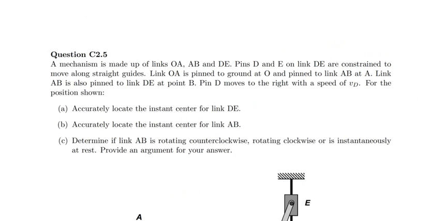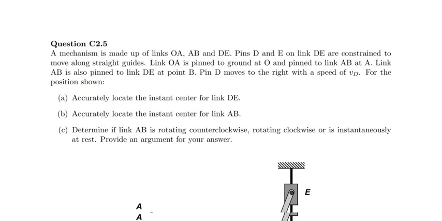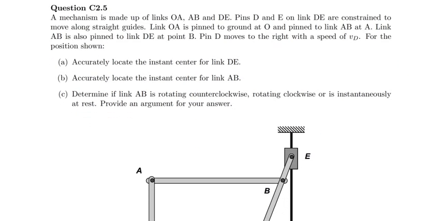Okay, so let's wrap this chapter up by doing one more conceptual problem. Here we have a little mechanism made up of links OA, AB, and DE. We're told that pins D and E on link DE are constrained to move along straight guides. Link OA is pinned to ground at O, and pinned to link AB at A. That link AB is also pinned to link DE at point B, and that pin D moves to the right with a speed of VD. For the position shown, we're asked to accurately determine the location of the instant center for link DE, the instant center for AB, and to determine if link AB is rotating counterclockwise, clockwise, or is instantaneously at rest.